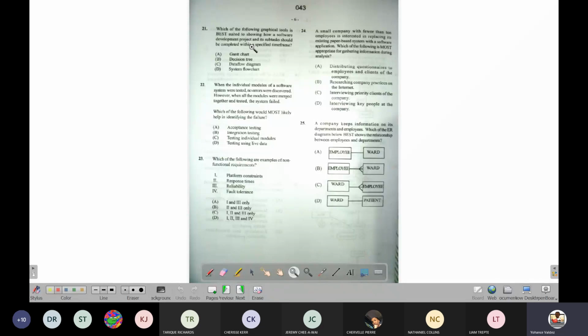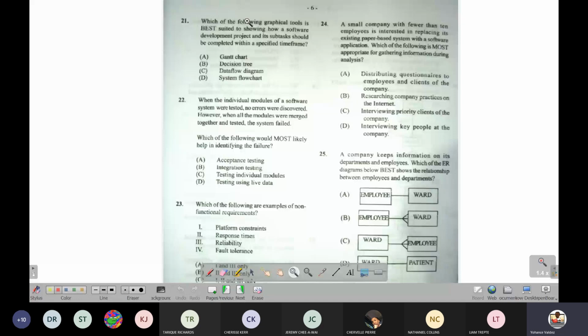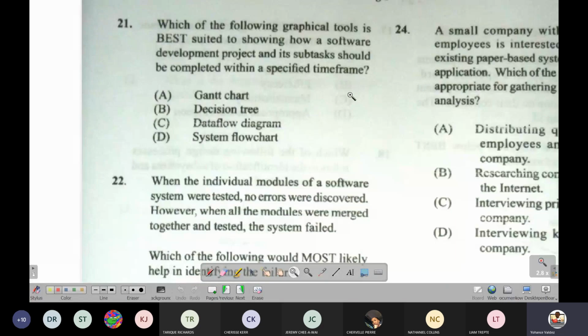We're moving forward. 21. Which of the following graphical tools is best suited to show how a software development project and its subtasks should be completed within a specific time frame? We know that answer is a Gantt chart. Okay, a Gantt chart shows us essentially the timeline for projects.